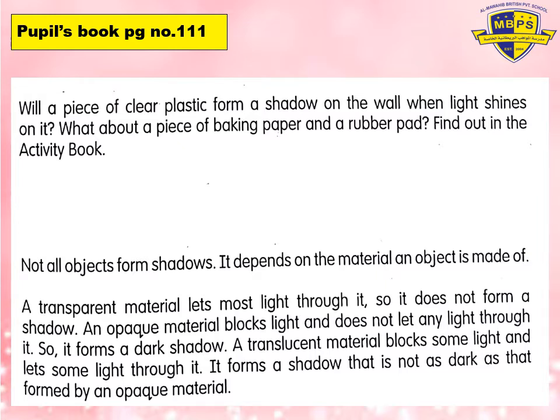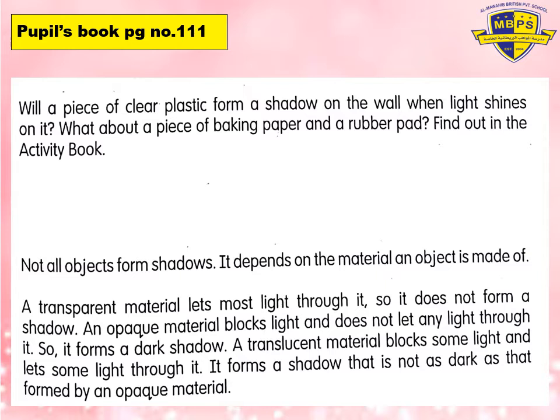How about a piece of baking paper? Baking paper is a translucent material. A little light can pass through it, so it can form a shadow. And a rubber pad. How about the rubber pad? A rubber pad is an opaque material, so it can form a dark shadow. We are going to follow the activity book pages as well in the coming slides.